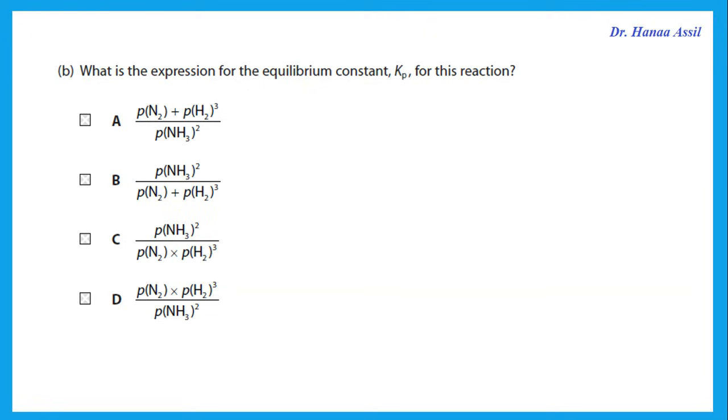What is the expression for the equilibrium constant for this reaction? Remember, how do we write the equilibrium constant? Here it is Kp, so we're working with partial pressures. Remember, it is the partial pressure of products raised to the power of their coefficient over the partial pressure of the reactants raised to the power of their coefficient. So that expression in C is the expression for Kp.